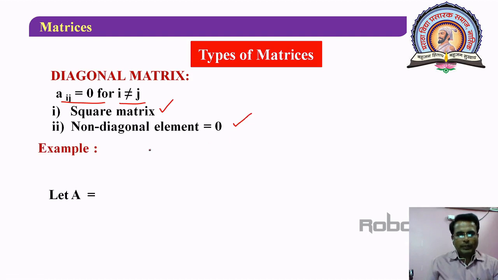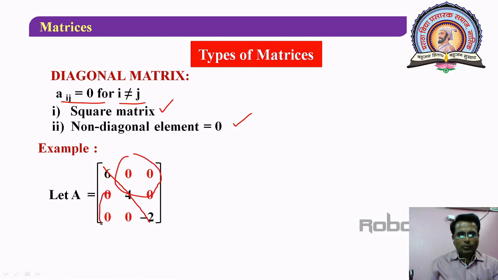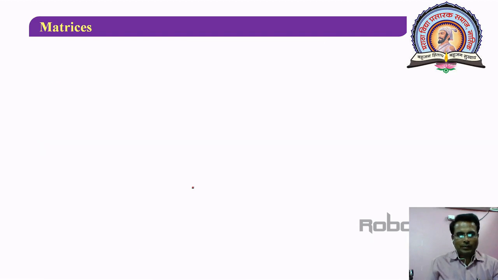With the example we get it clear. Suppose we consider the matrix 6 0 0, 0 4 0, and 0 0 minus 2. In this matrix, we will observe that only diagonal entries exist, other entries are all 0. These are called non-diagonal entries. So all the non-diagonal entries are 0, only diagonal entries exist. Such a thing is called a diagonal matrix. It is generally denoted by D.